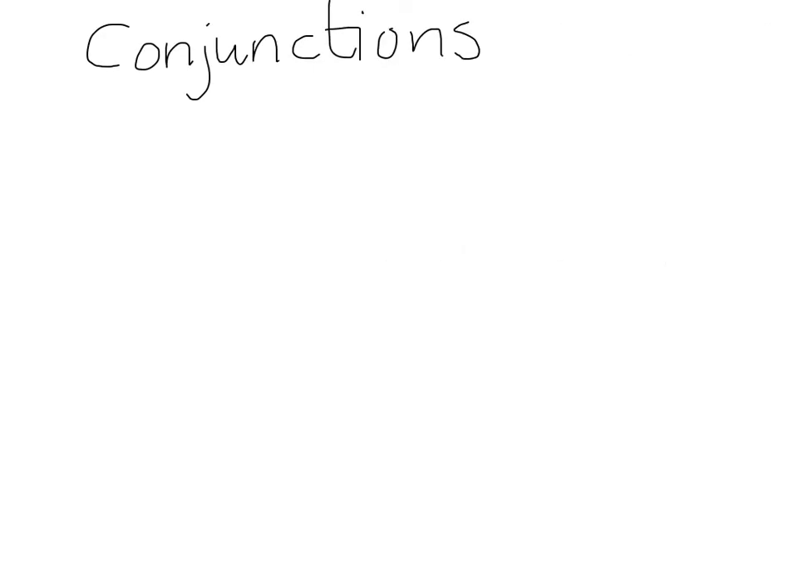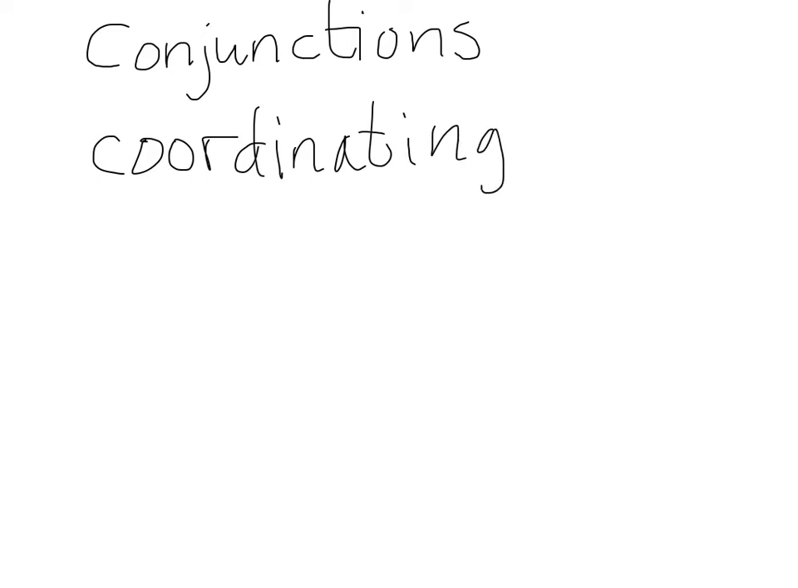Conjunctions are words that bind together words or sentences, and they can be coordinating. And that's when they bind together the same type of words or sentences. So examples of coordinating conjunctions are and, then, but. And then there are subordinating conjunctions.